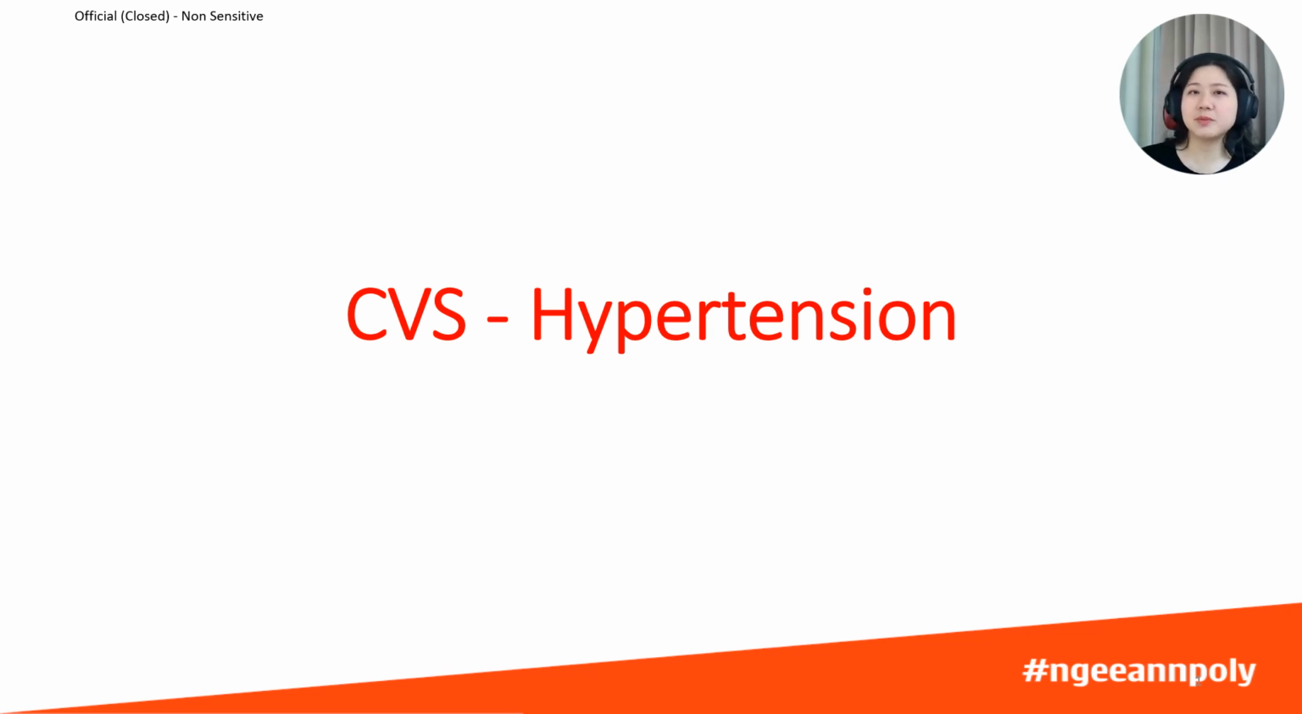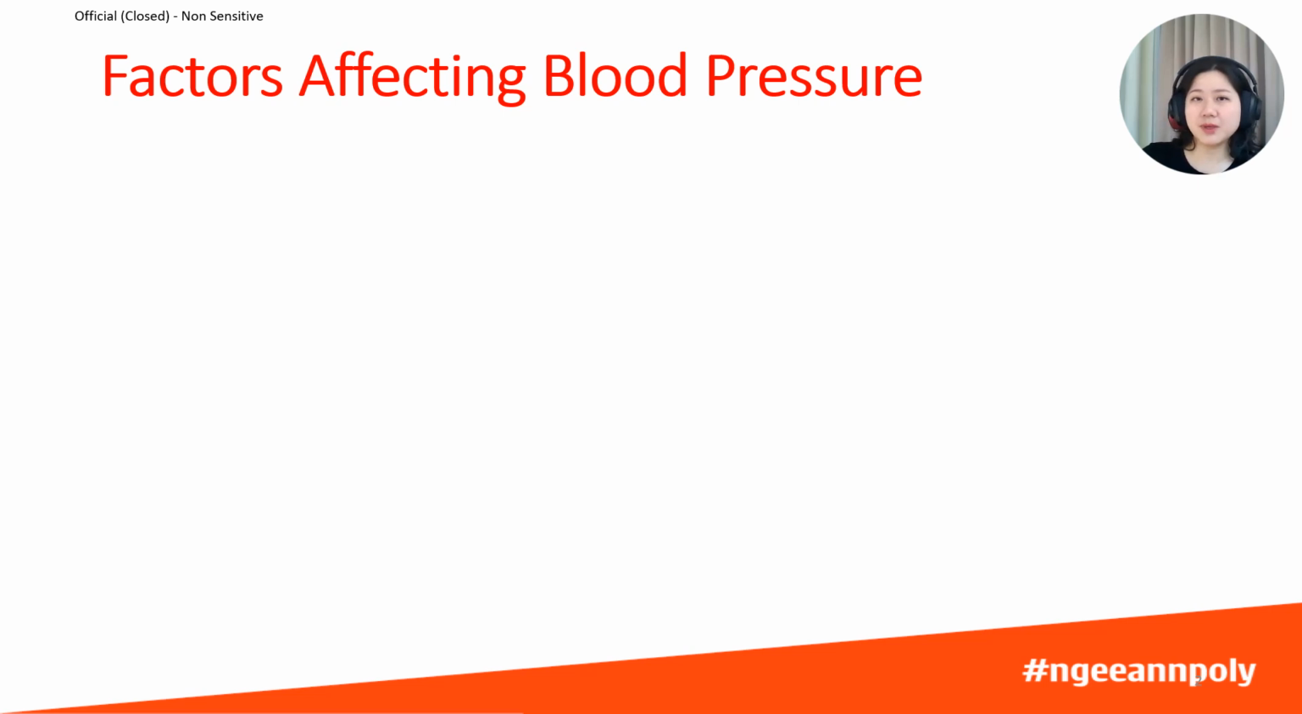In this lesson, we will be looking at the topic of hypertension. Before we look at hypertension, let's first look at what the factors affecting blood pressure are. Cardiac output is the volume of blood pumped out by the heart per unit time. If cardiac output increases, blood pressure would also increase.